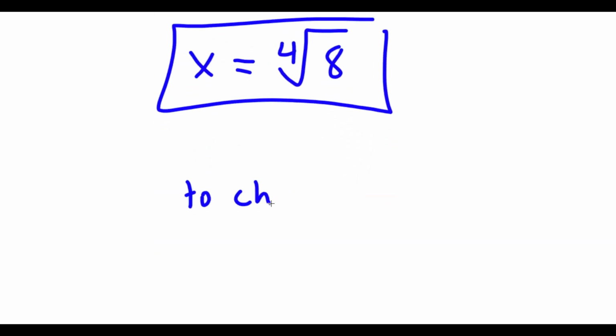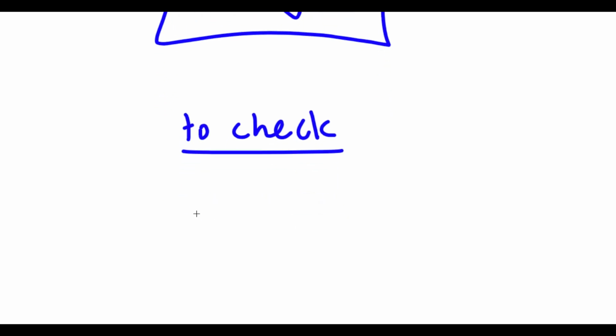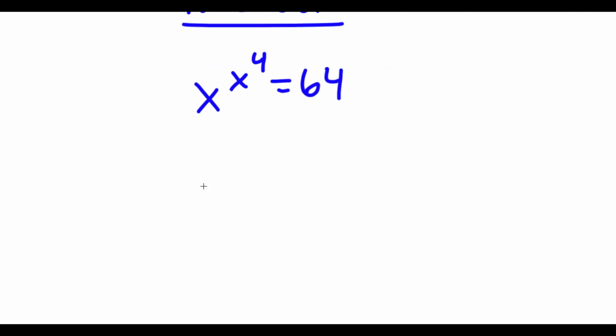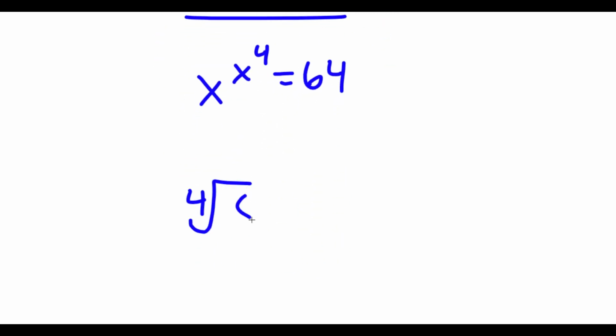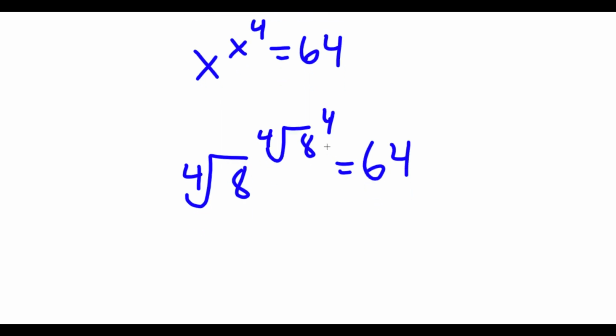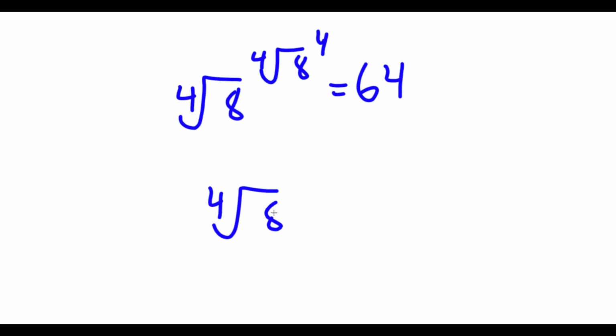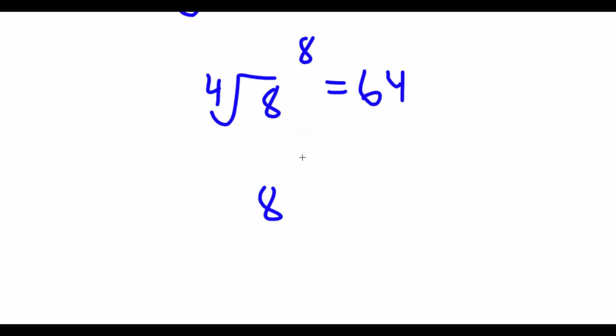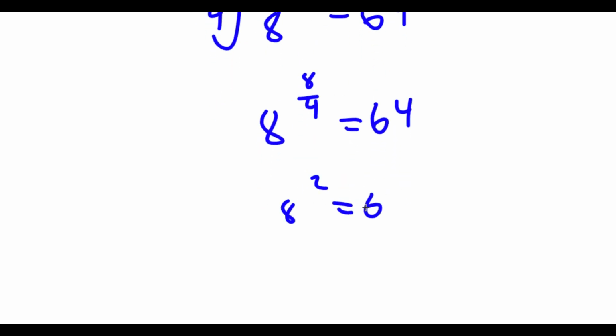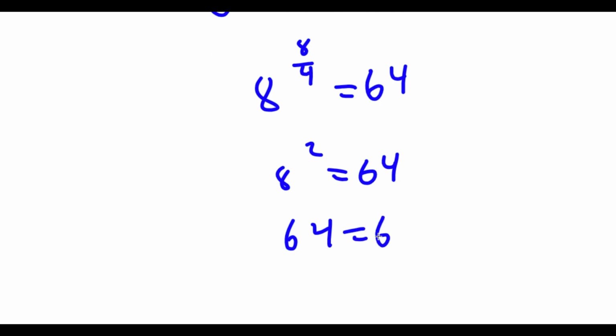So now to check, my original equation was x to the power of x to the power of 4 is equal to 64, and x is equal to the fourth root of 8. So now I have the fourth root of 8 to the power of the fourth root of 8 to the power of 4 is equal to 64. Now the fourth root of 8 to the power 4 is simply 8. So now I have the fourth root of 8 to the power of 8 is equal to 64. This is the same thing as 8 to the power of 8 over 4 is equal to 64, meaning 8 to the power of 2 is equal to 64, and 64 equals 64. So this is right.